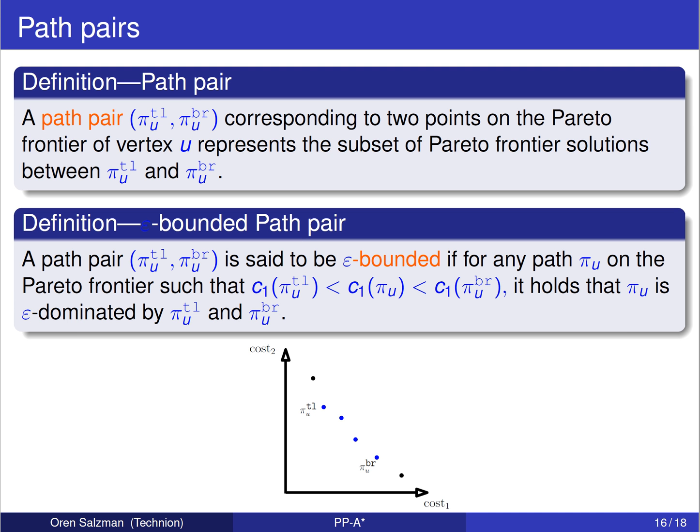We're going to say that a path pair is epsilon bounded, for some approximation factor epsilon, if all these intermediate paths between the extreme points are approximately bounded by both extreme points. Namely, every one of these intermediate solutions is approximately bounded both by Pi-u top left and by Pi-u bottom right.